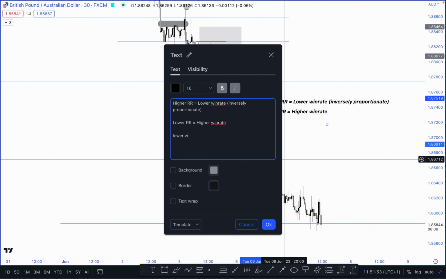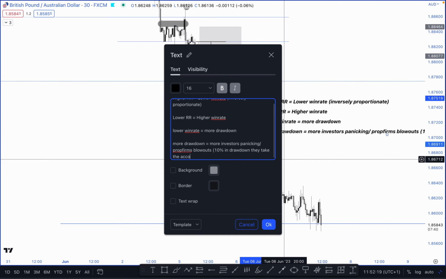Lower win rate means more drawdown. More drawdown means more investors panicking and withdrawing, or more prop firm blowouts. Which means you most probably know that for prop firms, if you go 10% in drawdown, they take the account. So as you can see right here with this simple equation, if more drawdown is equal to more prop firm blowouts, I want to try to minimize this, or more investors panicking, I want to try to minimize this.